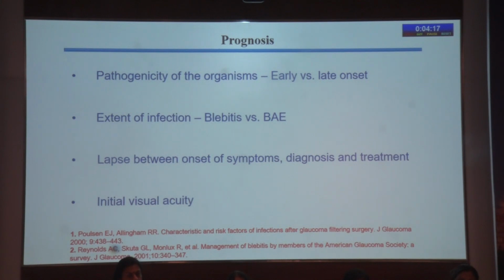So prognosis depends on various factors. One is the pathogenicity of the organisms. So we've already seen early onset infections are usually caused by less virulent organisms as compared to the late onset. Extent of infection, blebitis is usually milder as compared to bleb associated endophthalmitis, and prognosis is better if the infection is limited to the bleb. Also, the lapse between the onset of symptoms, diagnosis and treatment is extremely important. If the patient comes to you early enough and you start treatment early, the visual prognosis is much better, and also the initial visual acuity is a factor.